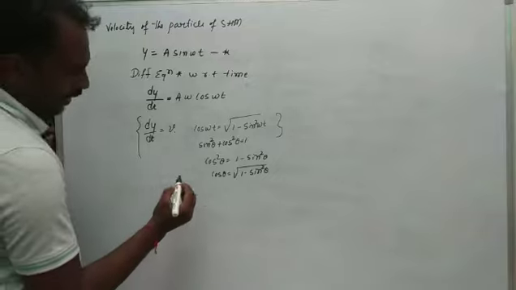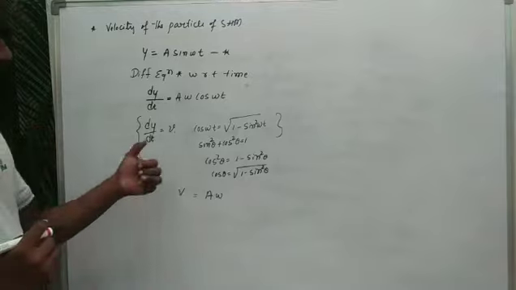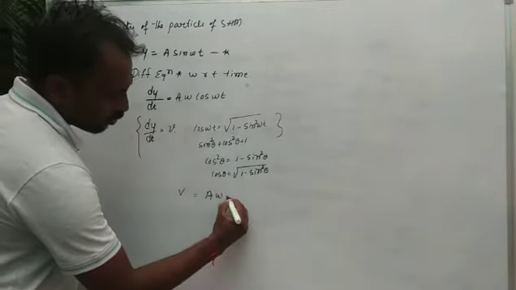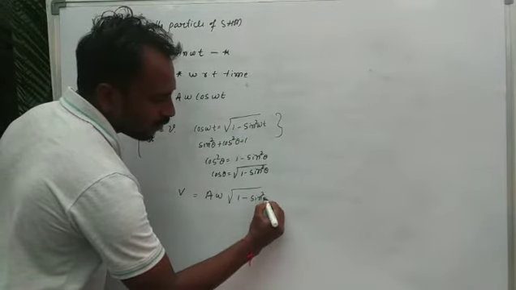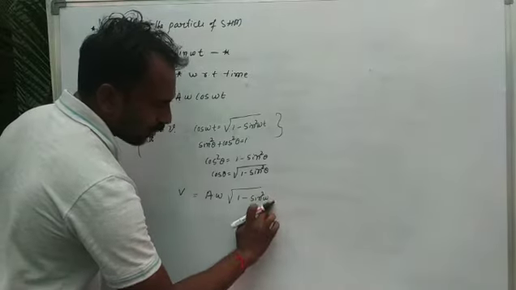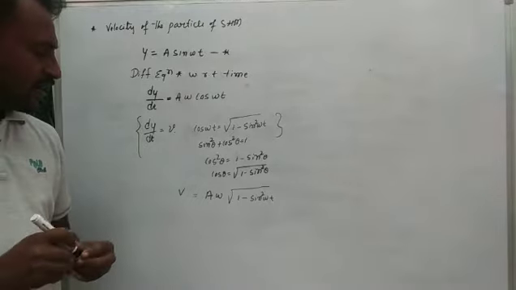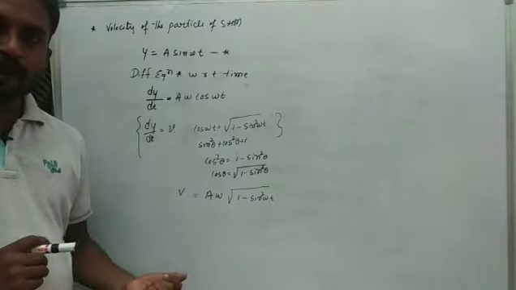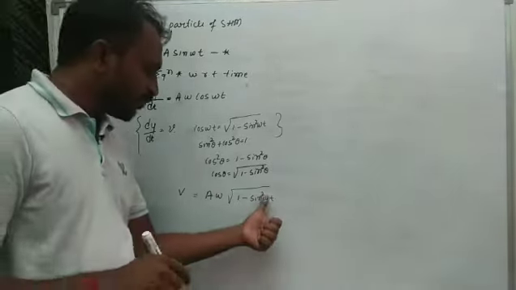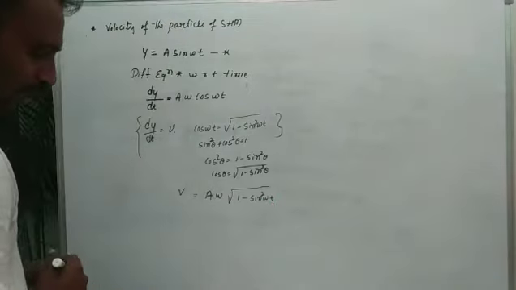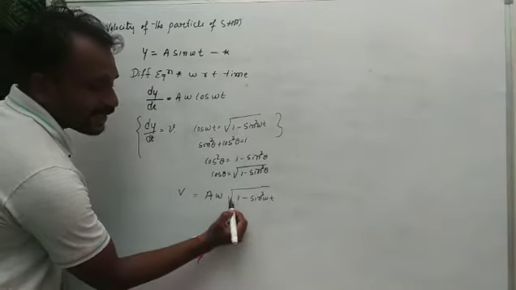Here a stays as it is and omega stays as it is, and in place of cos omega t we put the whole root of 1 minus sine square omega t. So the velocity: a is the amplitude and omega is the angular frequency, times the whole root of 1 minus sine square omega t, where t is the time period. So this a we take inside the root.